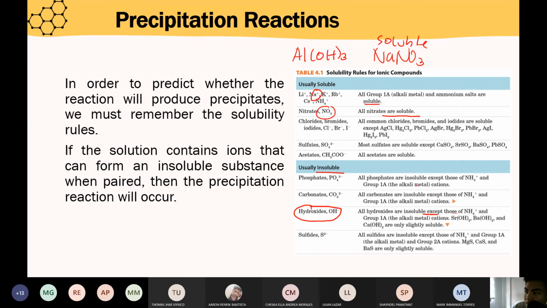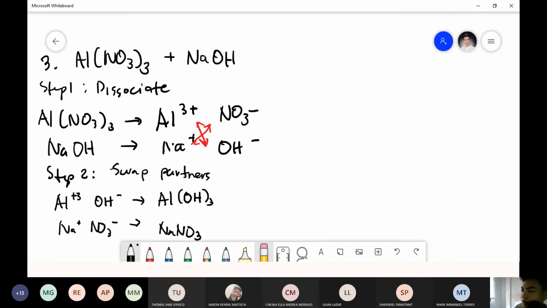However, aluminum does not fall under those exemptions sa rules, no? Okay? So, hindi siya kasama doon sa except. Okay? So, group 3 kasi siya. So, ibig sabihin, it will always be insoluble. Okay? So, ibig sabihin, this one is insoluble. Okay? So, since we have a precipitate, you can continue to step 3. Okay? So, this one is a precipitate. This is soluble. And you can continue to step 3.